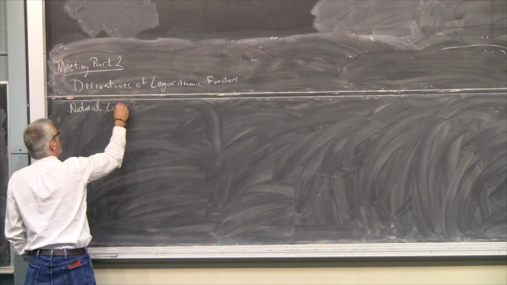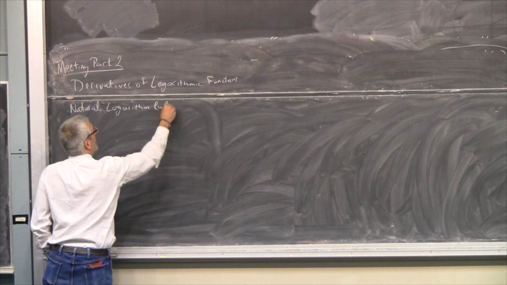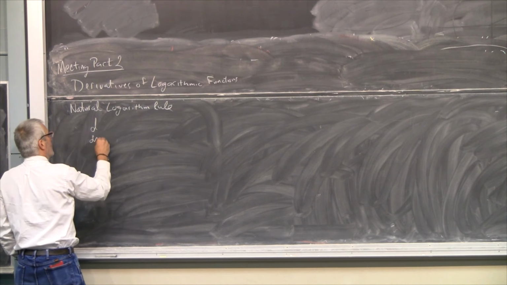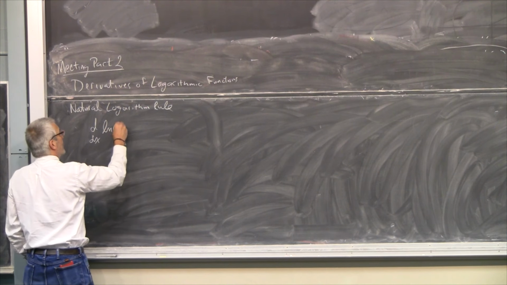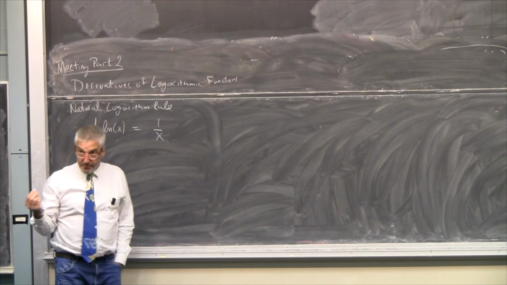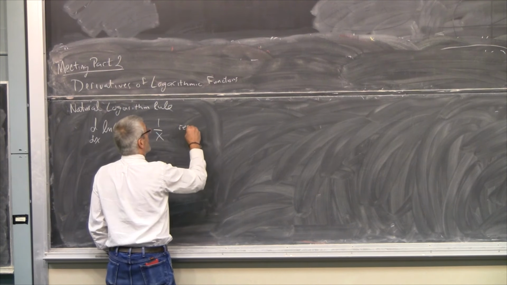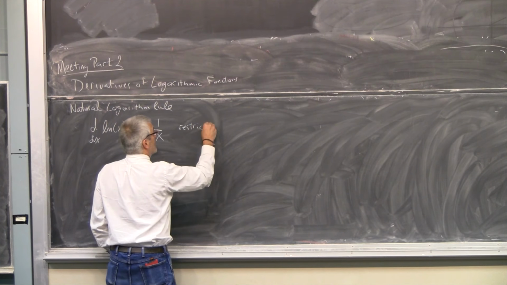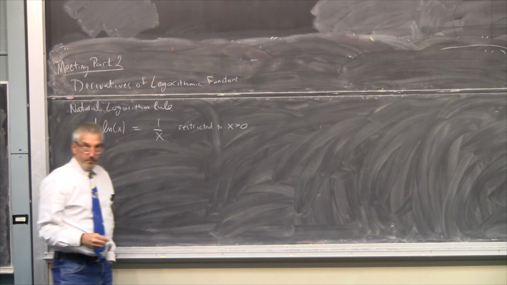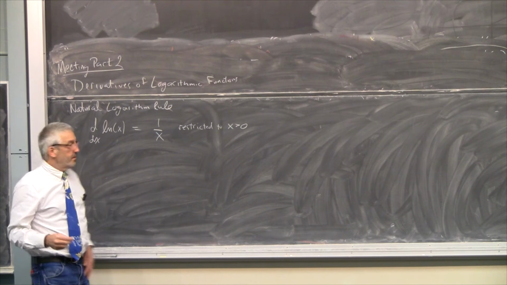So the natural logarithm rule says that the derivative of ln of x is 1 over x. Now, here's where I write something that the book does not write: 1 over x restricted to x greater than 0. If you don't write this, it's actually not really correct.